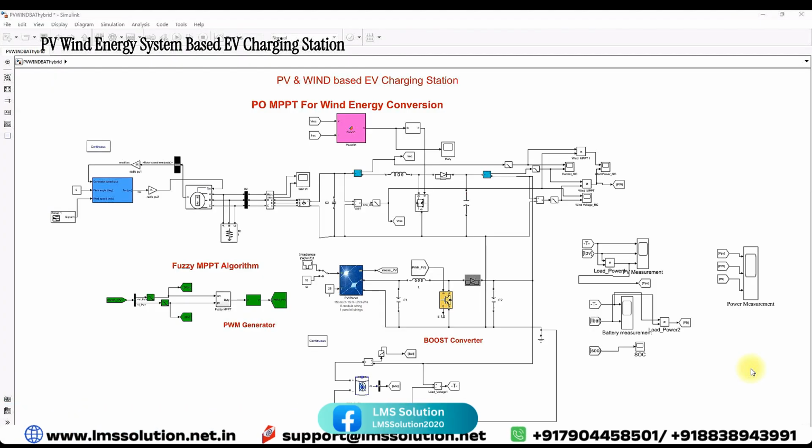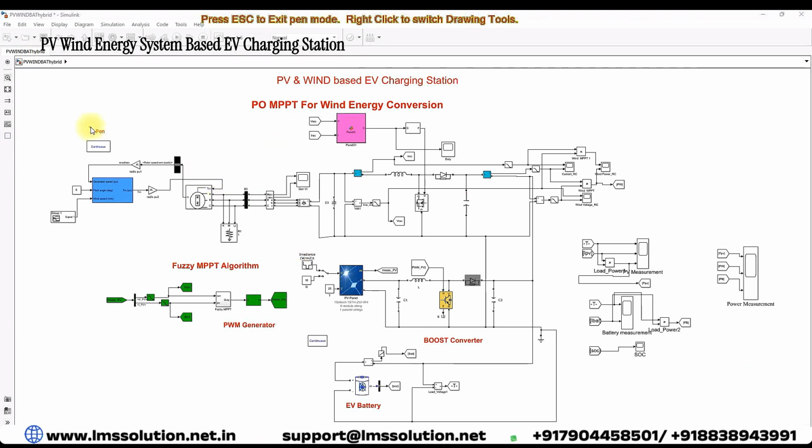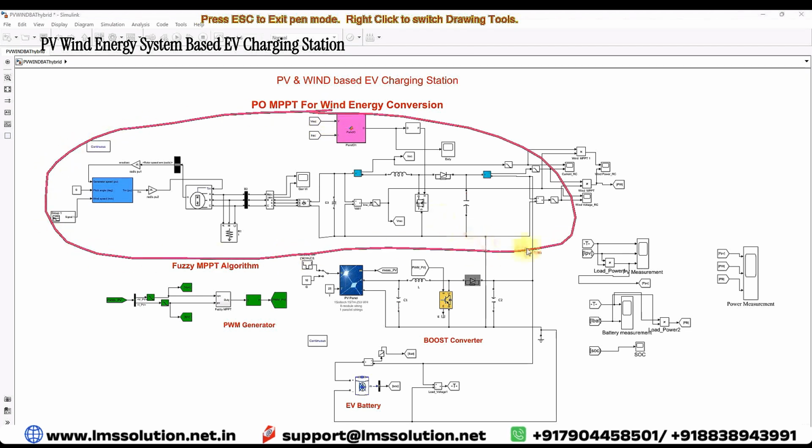Today we are going to see a PV and wind energy system based EV charging station in MATLAB. This is a simulation model we developed for a PV and wind energy system based EV charging station. The model consists of a wind energy conversion system, a PV power system, and an EV battery.